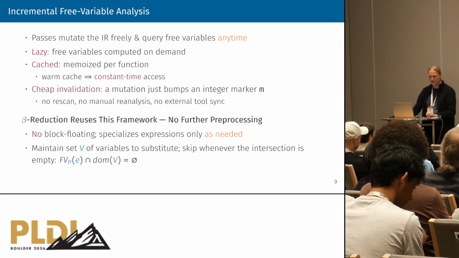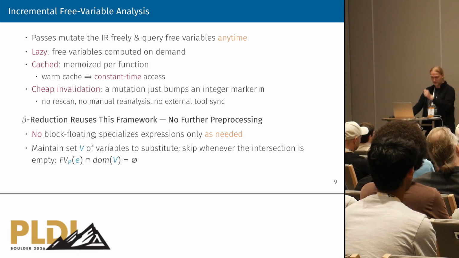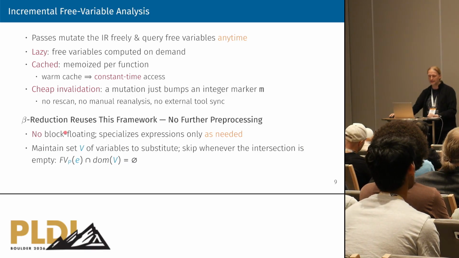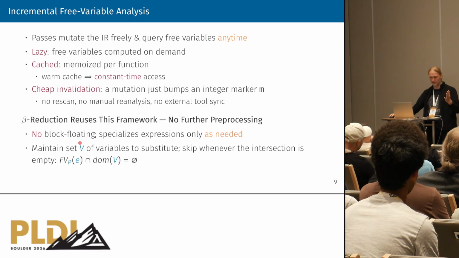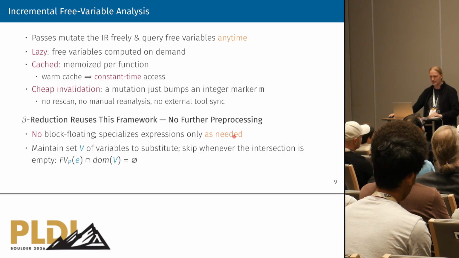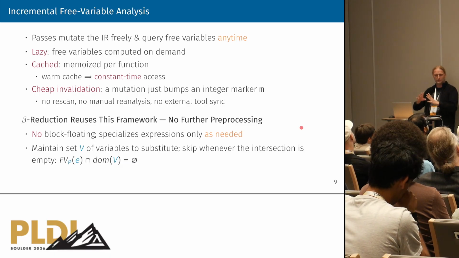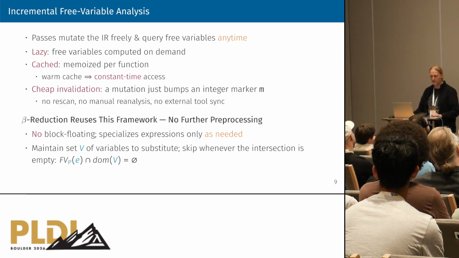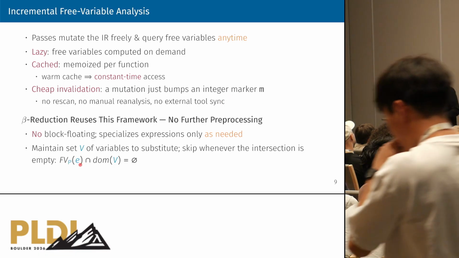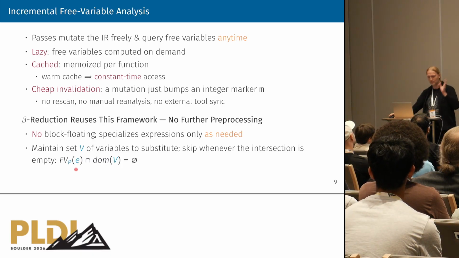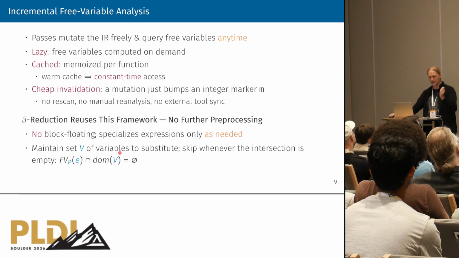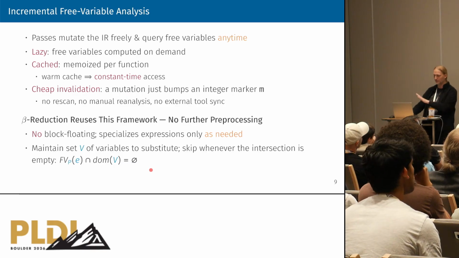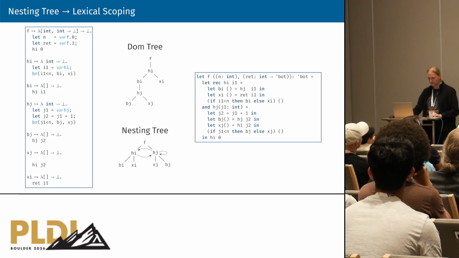Beta reduction in our framework uses this free variable analysis to pull that off. And in particular, we don't need any kind of block floating. We are only specializing expressions as needed. The gist of it is that we maintain a set of variables that we want to substitute, and we skip substitution when the intersection of the free variables of the expression that we consider for substitution and the set of the variables that we want to substitute is empty. If this intersection is empty, then we don't do anything about that and continue.